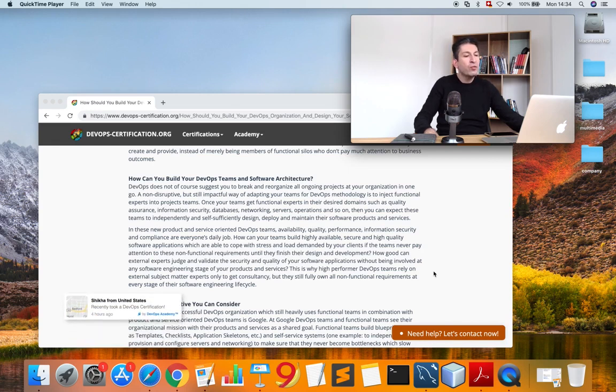This is why high-performer teams rely on external subject matter experts only to get consultancy, but they still fully own all non-functional requirements at every stage of their software engineering lifecycle. A simple example is, you build your systems with built-in quality, built-in analytics, built-in security, built-in compliance. You start thinking about all these aspects even in the very early stage of your project, instead of designing a project and then hoping that an external security expert in an external security silo reviews your application and stamps that okay, this is a secure application. No, this is not how DevOps works.